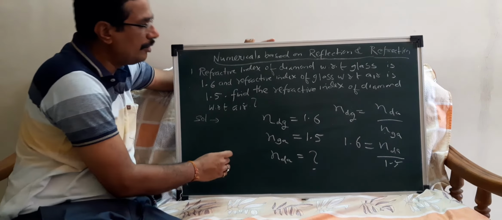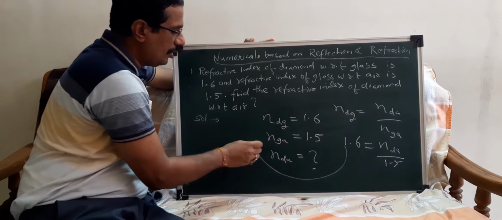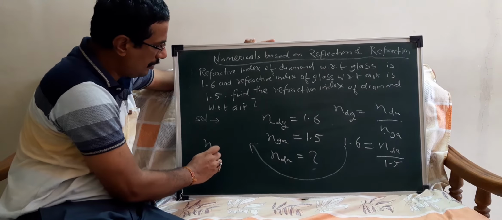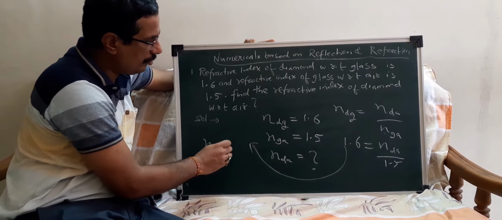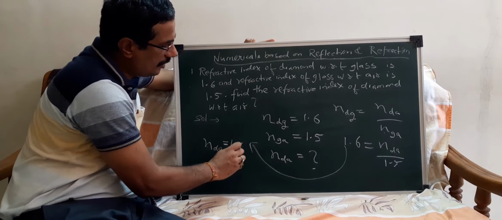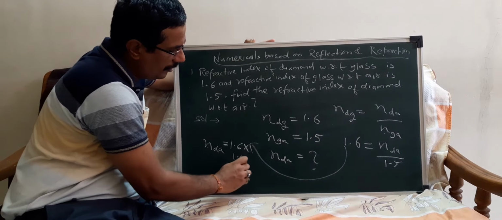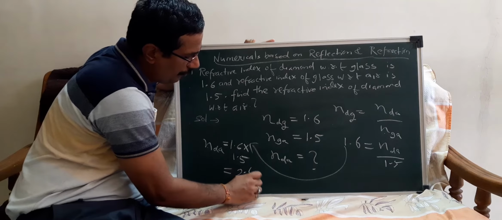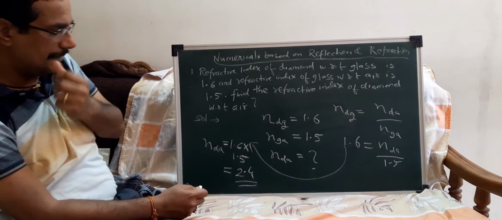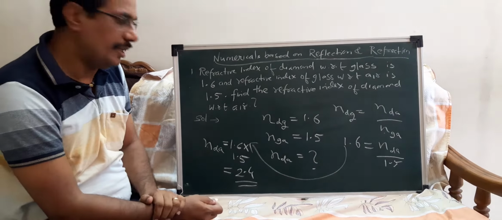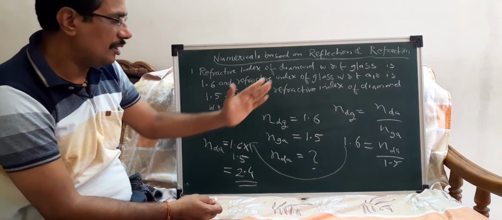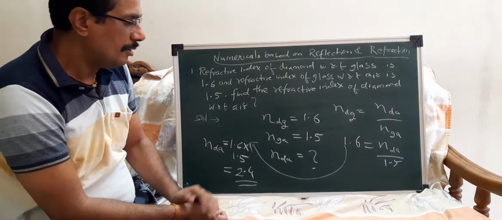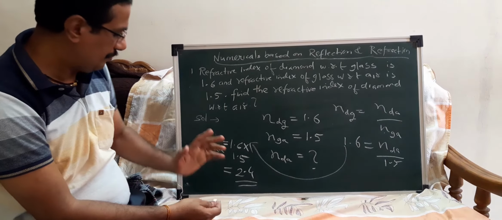So when you solve it, what do you get here? N D A, the refractive index of diamond with respect to air, is equal to 1.6 into 1.5. So this is near about equal to 2.4. So in this way you get the solution here. The refractive index of diamond with respect to air is equal to 2.4. So this is how we have to solve this problem. Clear, all of you? Now the next question we will solve.